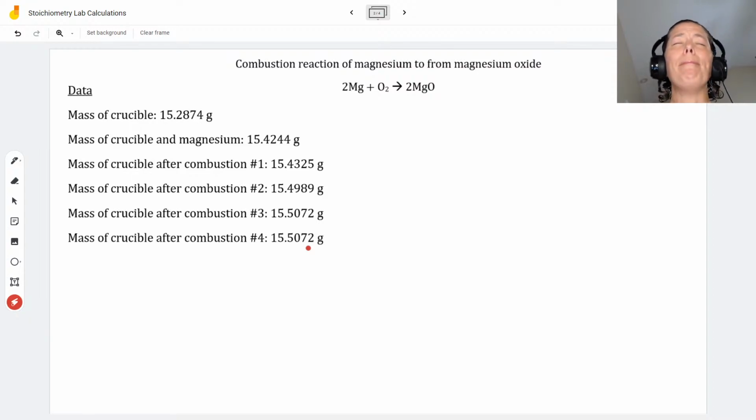Now, one thing when you're weighing after doing a combustion reaction where you have heat, of course, you want to make sure that you are weighing your crucible when it is cool. Not only can you damage the balance if you weigh something really hot on it, but having something hot is not going to allow the balance to give you an accurate mass. Hence why you want to wait till it's room temperature. And here in this particular case, I waited until I had 2 masses that were consistent.